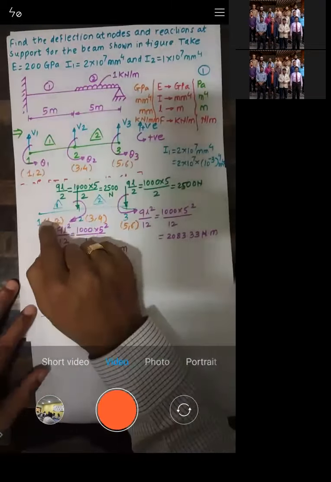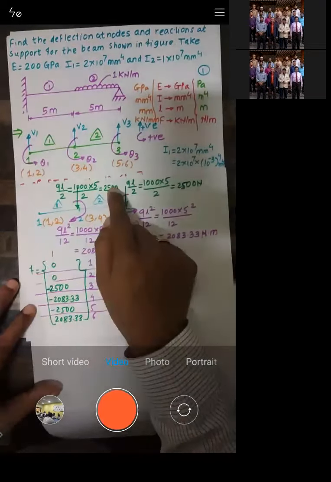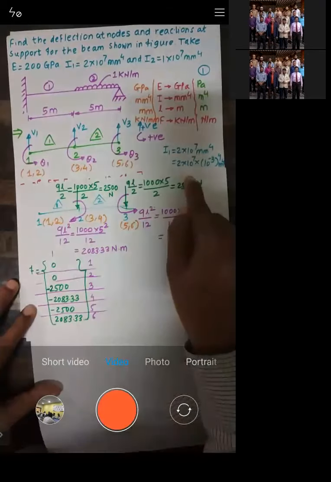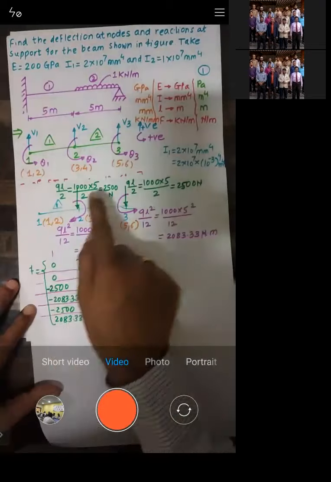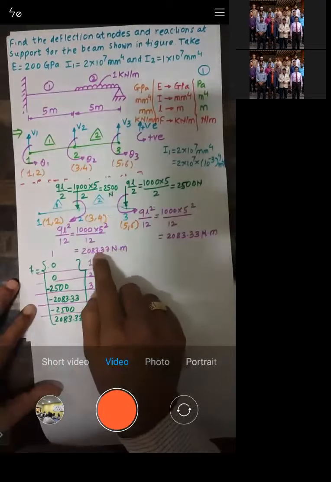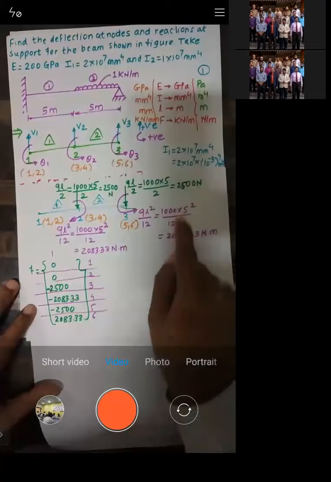See here, there is nothing, so 0, 0. Here it is this term and this term. Here it is this term and this term. So here both are 0, 0, 0. You write down this term, after that this term, then this term, then this term.